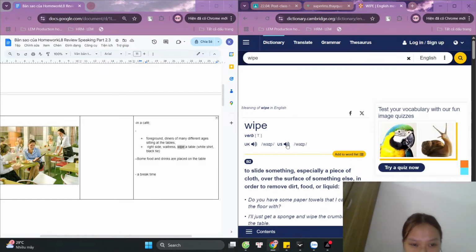This is a picture of a cafe in the four walls. Diners of many different sizes are sitting at the tables. On the right side, a waiter is wiping a table. In the background, some foods and drinks are displayed on the tables. It looks like a great time.